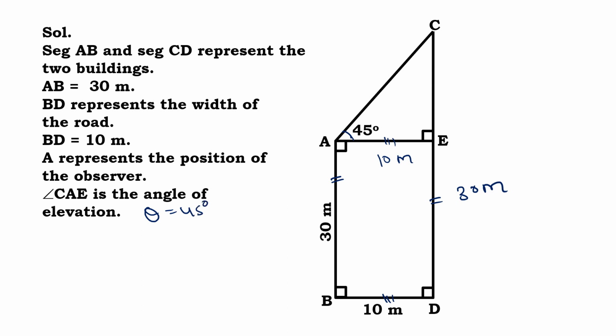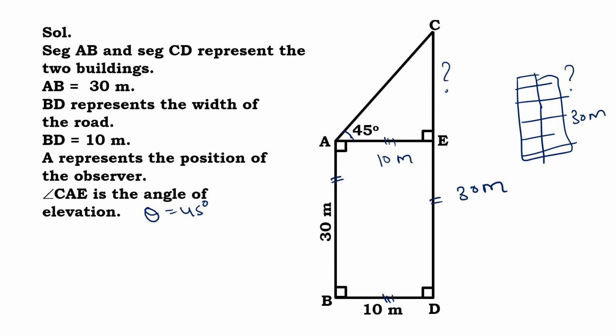Now what we need to find is CE. CE is the upper part of the second building. For example, if there is a building, this much part we got. We got this height as 30 meter and we need to find the remaining height. So we will find the remaining height and then we will add this and we will get the total height of the building.